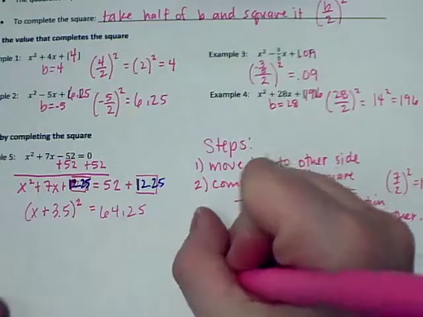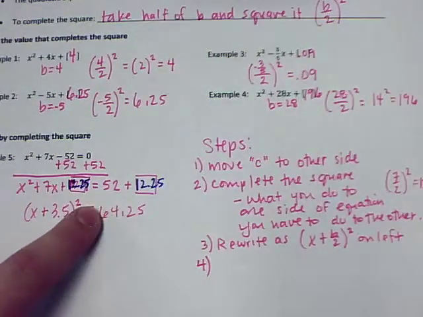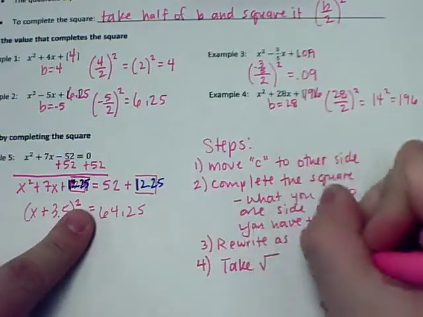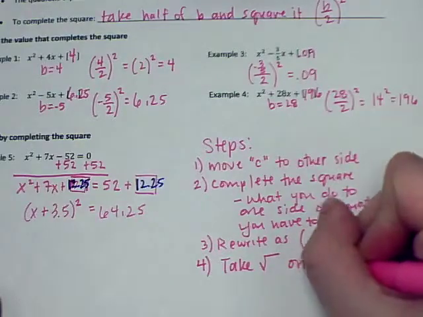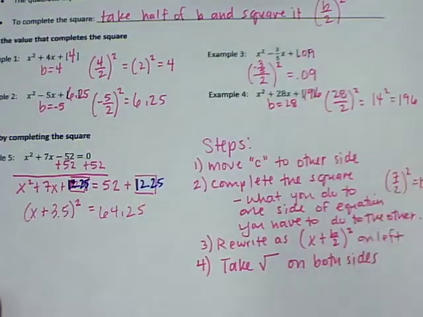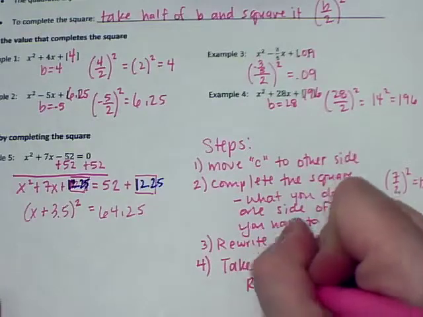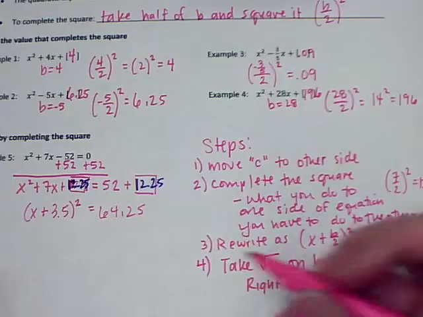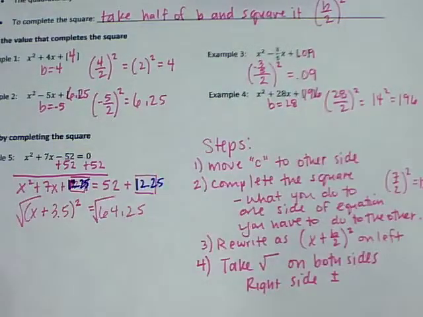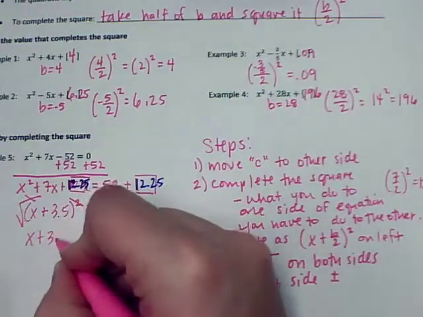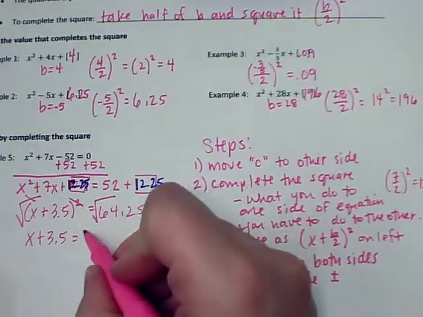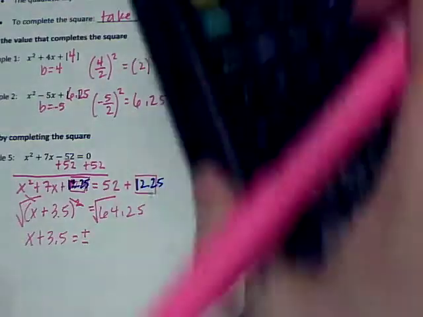All right, so now on to solving. To solve, to get rid of that squared here, we're going to take the square root of both sides, and the right side we're going to have plus or minus. So if I take the square root of this side, take the square root of that side, the square root on the left cancels the squared, so all we're left with is x plus 3.5. And then when I take the square root of 64.25, I'm going to put in my calculator, but whatever I get, I'm going to have plus or minus.